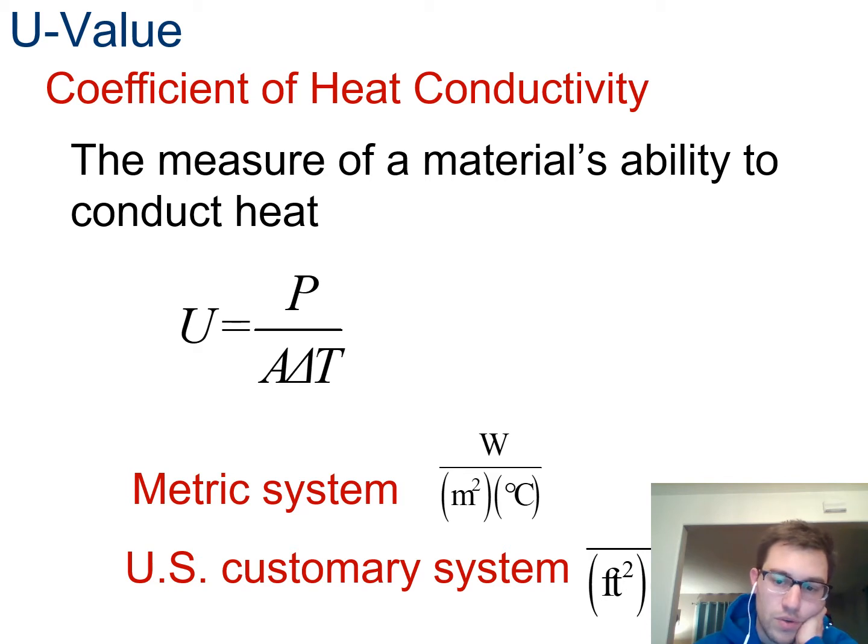And the way you calculate U value is you take power, or rate of energy transfer, divided by the area of that material times your change in temperature in degrees Celsius. So in the metric system we have watts per meter squared times degrees Celsius. And in the US system we have BTUs per hour divided by feet squared times degrees Fahrenheit.